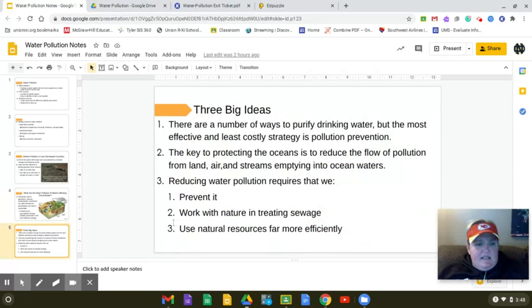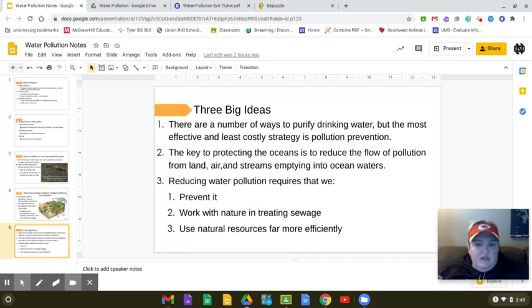The last thing here is the three big ideas in dealing with water pollution. There are a number of ways to purify drinking water, like I said, but the easiest and cheapest way is to prevent it. The key to protecting the oceans is to reduce the flow of pollution from land, air, and streams emptying into the oceans, like we talked about with the Yangtze River. Everything will flow. It eventually ends up in the ocean, and that's becoming a very big problem in our oceans as well. Reducing water pollution, the easiest way is to prevent it.